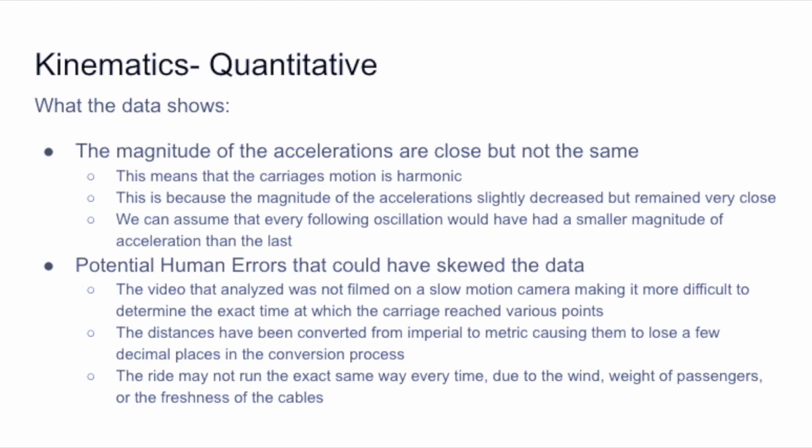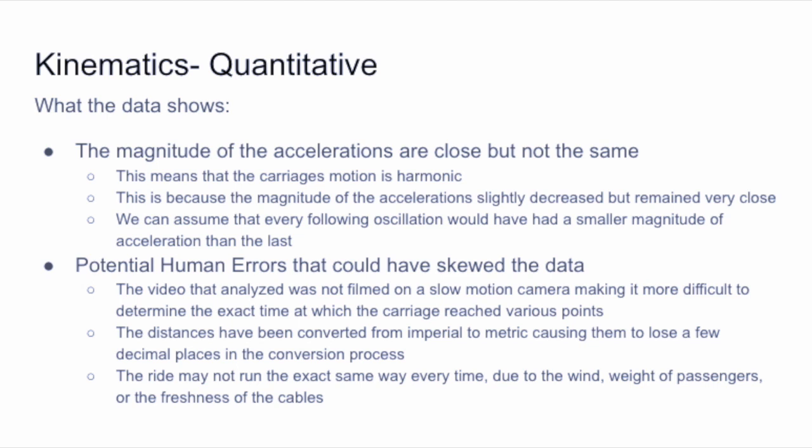Now on to potential human errors that could have skewed the data. The video that I analyzed was not filmed on a slow motion camera, making it more difficult to determine the exact time in which the carriage reached various points. We just used the feature where YouTube lets you slow down the video significantly, and that's how I determined my data. The distances have been converted from imperial to metric, causing them to lose a few decimal places in the conversion process. We had to round some of the data because going from imperial to metric is not a perfect system, so we had to round a few numbers.